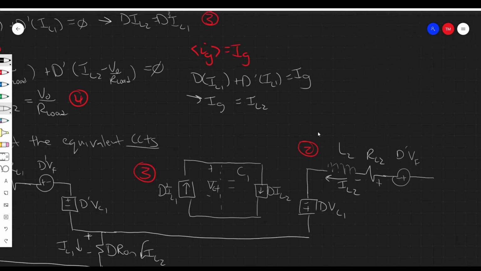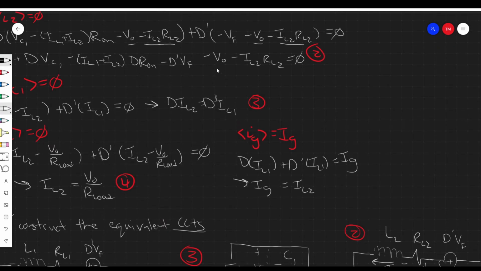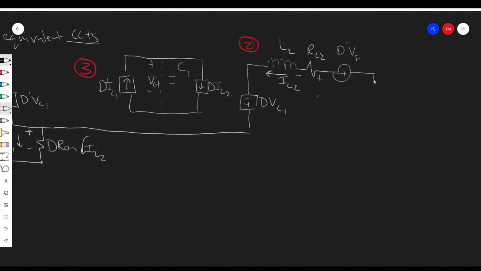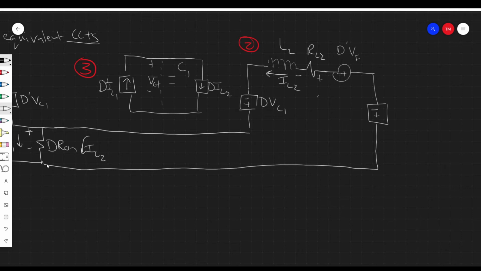And then finally we have minus V out. So that exists over here. Cool, so we've connected these loops together. So this is V out. Great. So we're almost there. We just have to model the input and the output now.